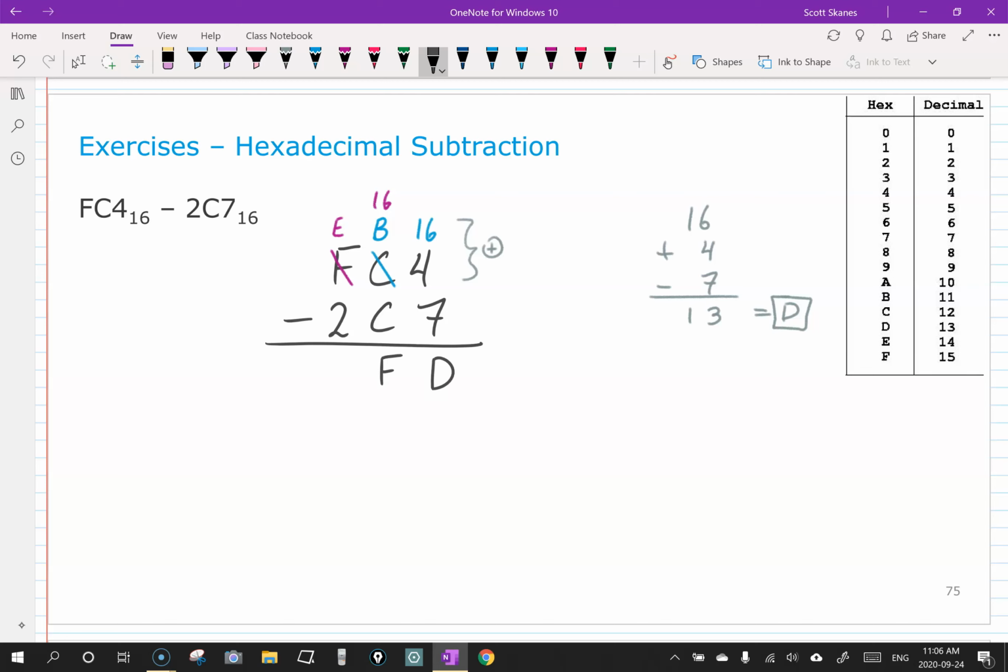Finally, e minus 2. E is 14. 14 minus 2 is 12. So it's 12, or the equivalent would be c. C, F, D. Woo! All right.